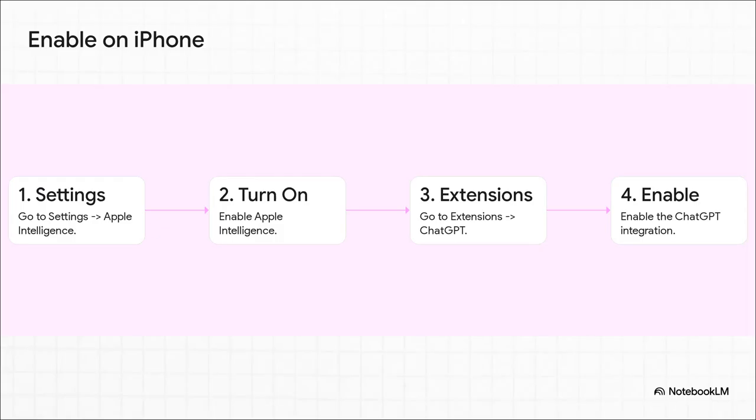Okay, so first things first, you will need an iPhone 15 Pro or a newer model for this to work. But the setup itself is really straightforward. You just pop into your settings, enable Apple Intelligence first. From there, you just find the extensions menu and flick on the ChatGPT integration.